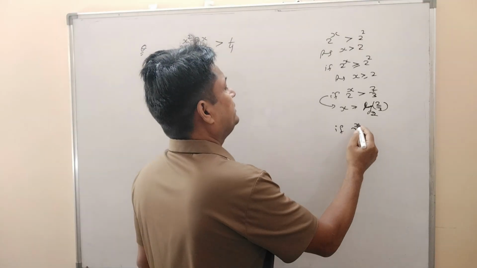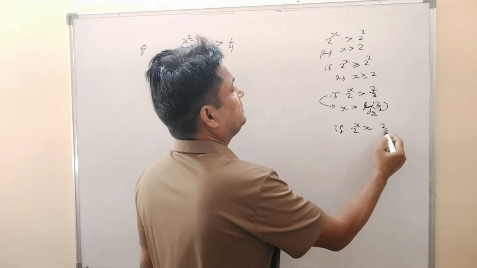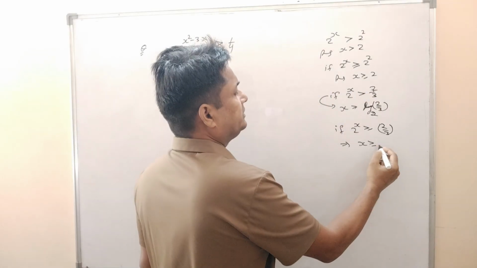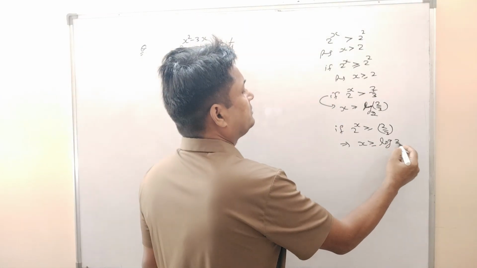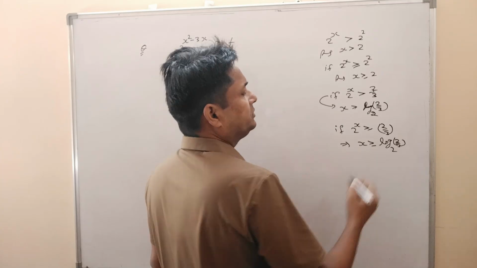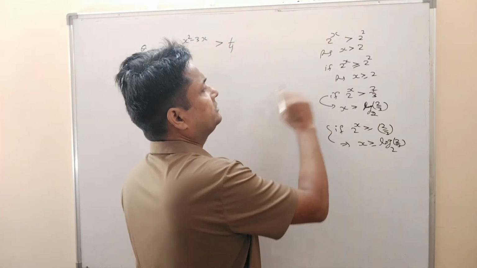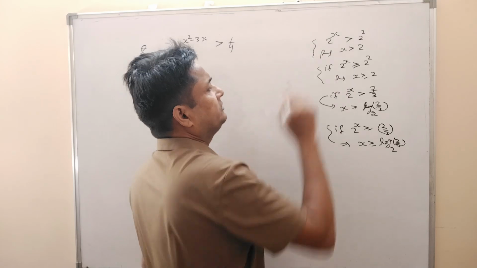If 2 to the power x is greater than or equal to, let's say, 2 by 3, then the answer will be x greater than or equal to log of 2 by 3 base 2. In this case, the answer will be this one.